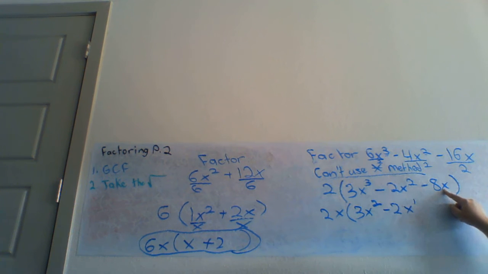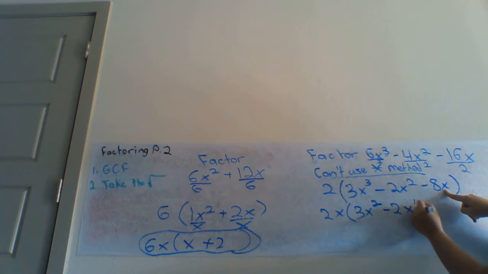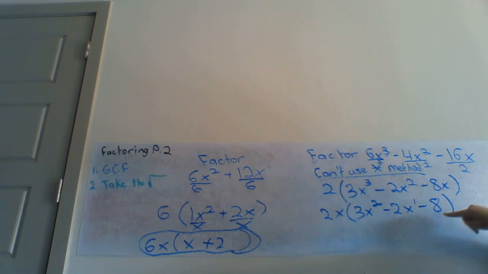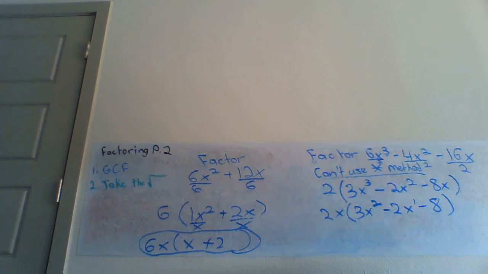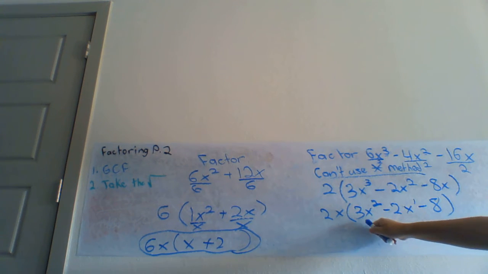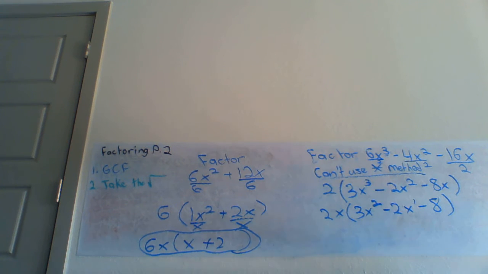And then I have an x here. It's an invisible 1 here. Don't forget that invisible 1. So that means I have no x's left on this guy. I still have the number though. So that negative 8 will still be there. Okay? And then after that, we take one last look at it. And you're looking at the inside of the parentheses. Can I divide all 3 of them by anything? And since we can't, that's our answer.